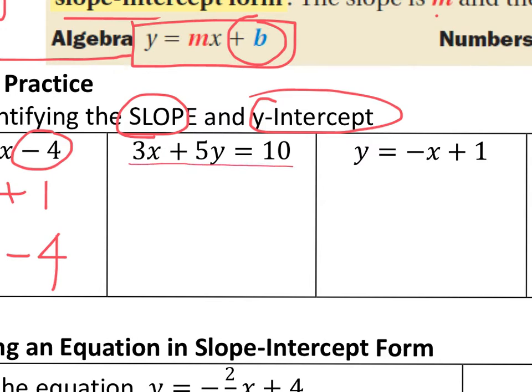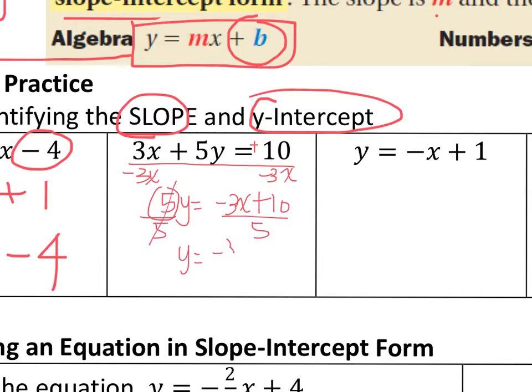First, we need to change this linear equation into function form, or in other words, slope-intercept form. So subtract 3x to both sides of the equation. So we get 5y equals negative 3x, and this is a positive 10 here. Okay, and then again, remember I told you you cannot have a coefficient other than positive 1 on the left hand side, so you need to divide both sides by 5 to get y equals negative 3/5 x, and then positive 10 divided by 5 is positive 2.